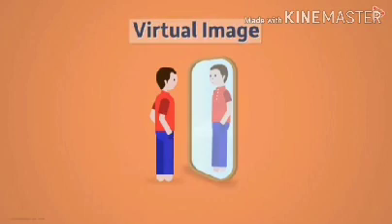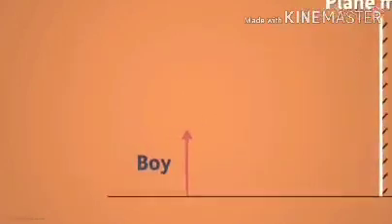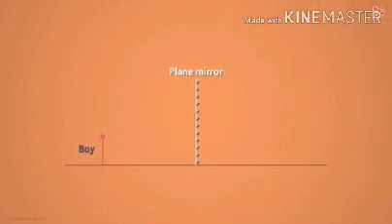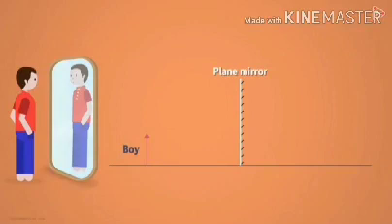In order to explain what a virtual image is, let's first simplify this image. Let's represent this boy with an arrow pointing up. And here is our plane mirror. You can assume the top of the arrow to be the top of the head of the boy. Now, where is the image of the boy formed? When we see the image in the mirror, it seems to us that the image is formed somewhere behind the mirror.